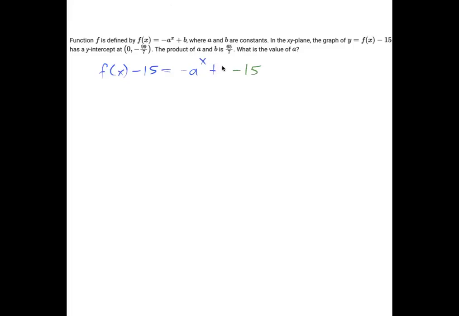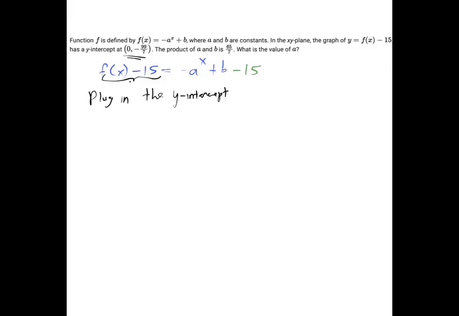So that's where we are right now. And we're being told that when we do this, it's hitting the y-axis at (0, negative 99 over 7). So we're going to go ahead and plug in the y-intercept. We're going to plug in x is 0 when y is negative 99 over 7. And this is the y of our new equation.